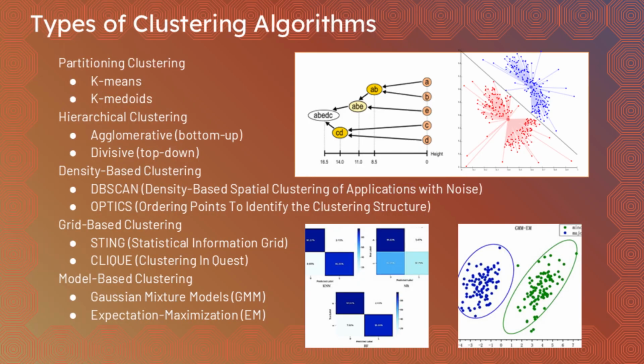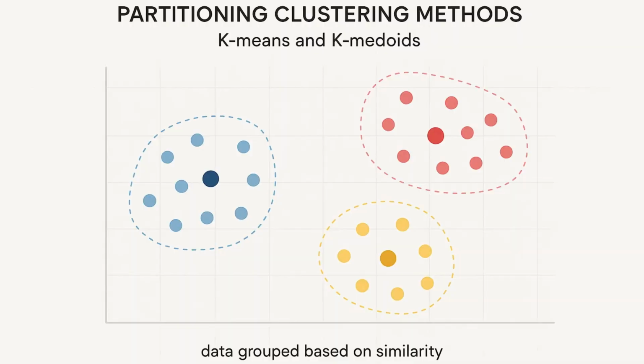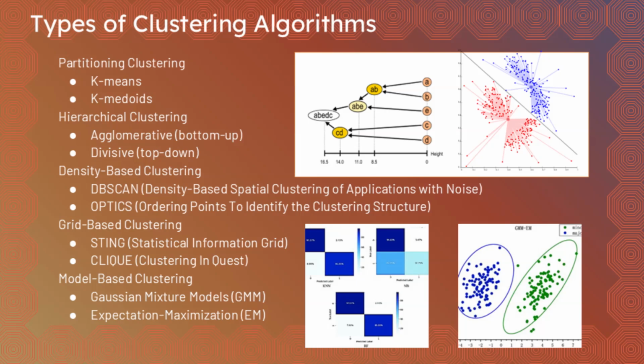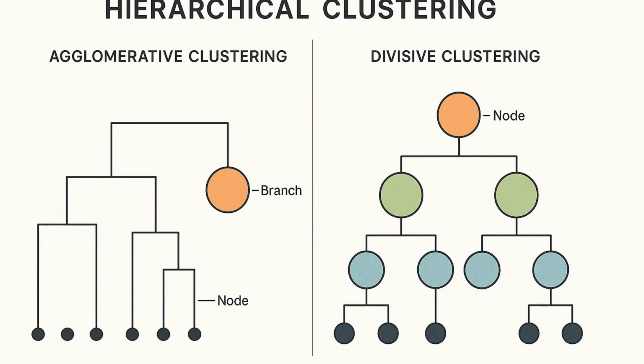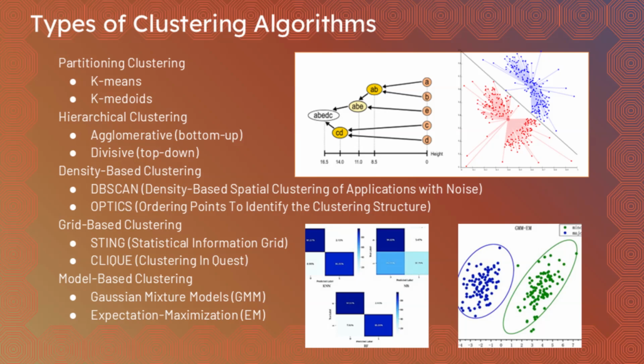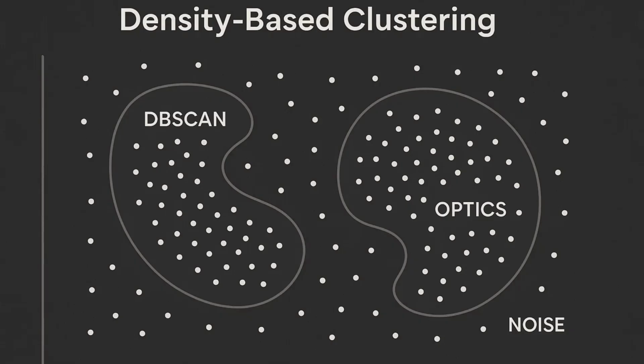These are broadly grouped into 5 categories. First, partitioning clustering, which includes methods like K-means and K-medoids. These divide data into distinct non-overlapping subsets based on similarity. Next, we have hierarchical clustering, which builds nested clusters in either a bottom-up approach, called agglomerative, or a top-down approach, called divisive. Density-based clustering methods, such as DBSCAN and OPTICS, identify clusters as dense regions in the data, which makes them particularly good at handling noise and clusters of arbitrary shapes.